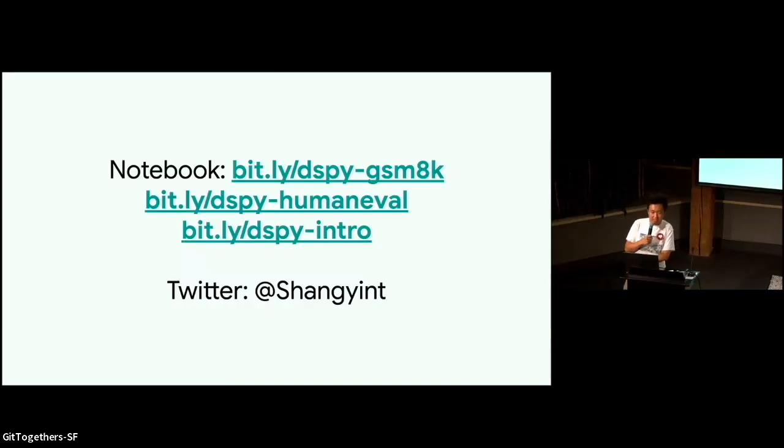I think this is basically all I have. I have 3 notebooks. The first one is GSM-8K, the second one is HumanEval, and the third one is the first intro notebook, the multi-hop pipeline. We have built a cache for all of the notebooks, so you don't have to pay any OpenAI credits. And here's my Twitter, so feel free to connect and chat with me afterwards. Thank you.